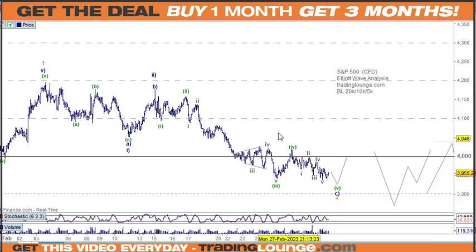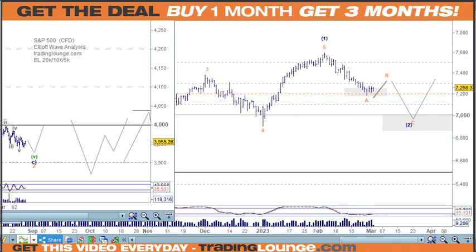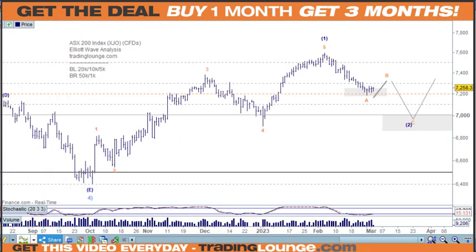I've been talking about the end of this for a while, and I still need to keep talking about it, as boring as it is, but we are close to it. I don't see any impulse wave up here yet for this, but we're close. So Friday could push that.